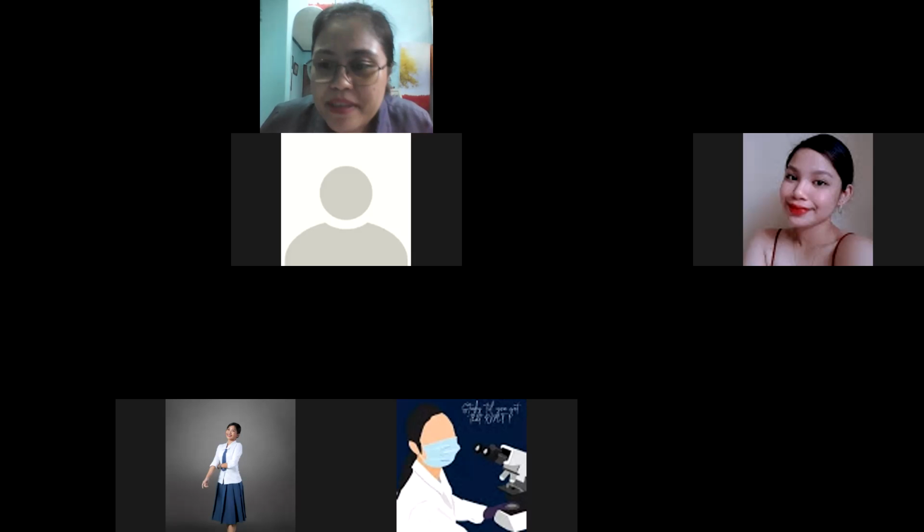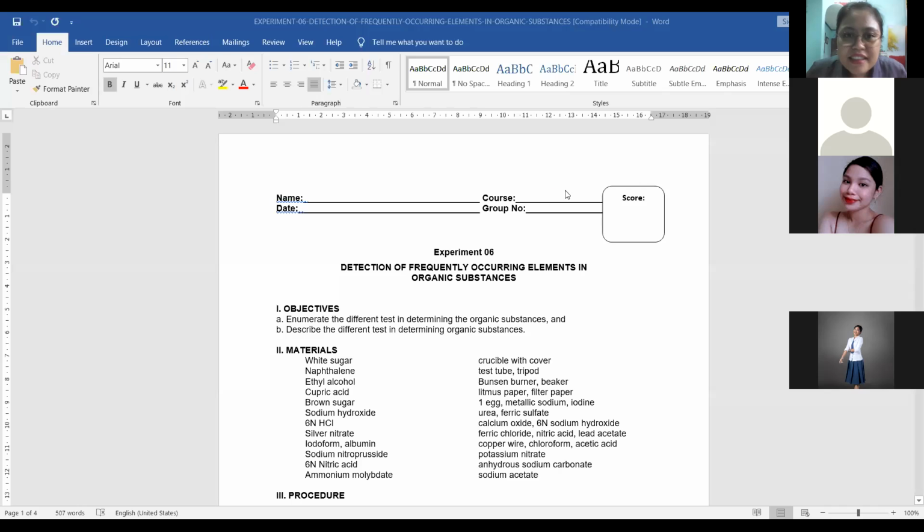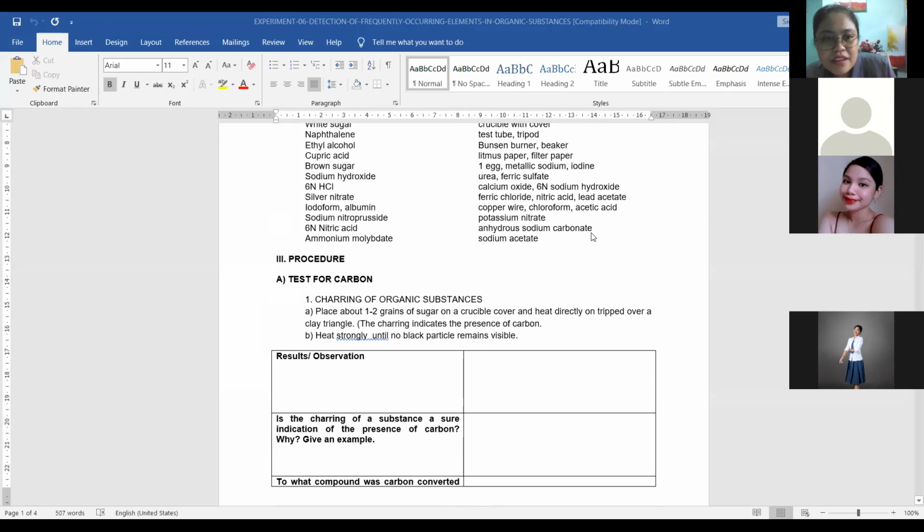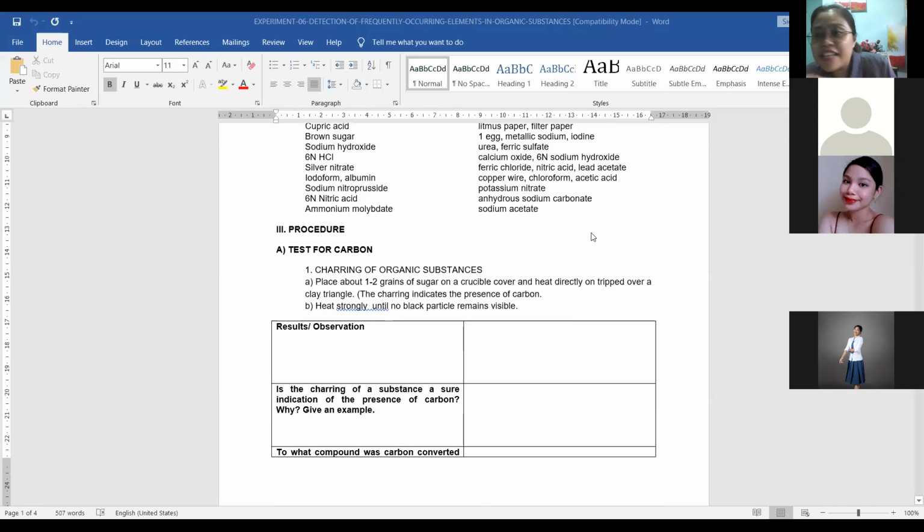Experiment 6 is entitled Detection of Frequently Occurring Elements in Organic Substances. So, do not forget, when it's called an organic substance, automatically it has carbon. So, if there is no carbon, we call it inorganic. The first procedure there is the test for carbon, because that's the component of our organic substances. So, for the test for carbon, we have charring of organic substances.